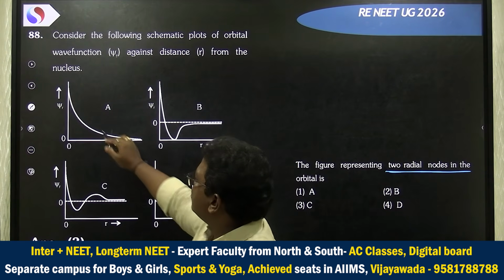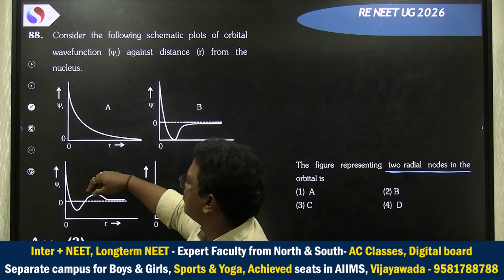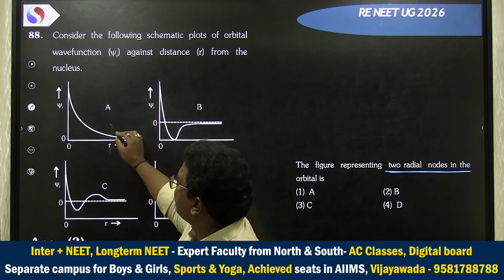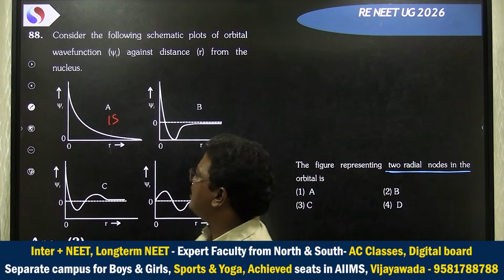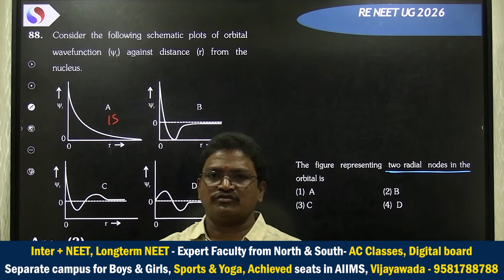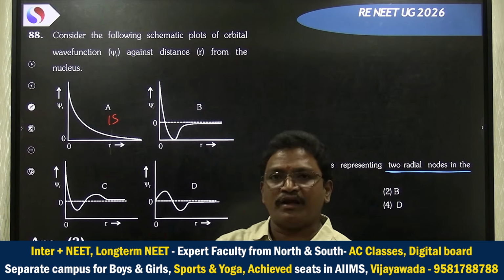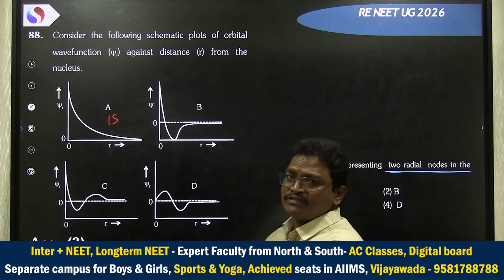There is no radial node. It is just looking like a 1s orbital. For the 1s orbital, there are no radial nodes. Number of radial nodes formula: principal quantum number minus azimuthal quantum number minus 1.